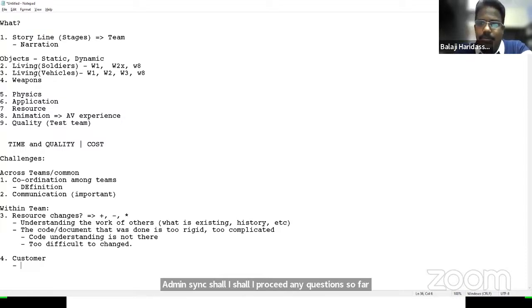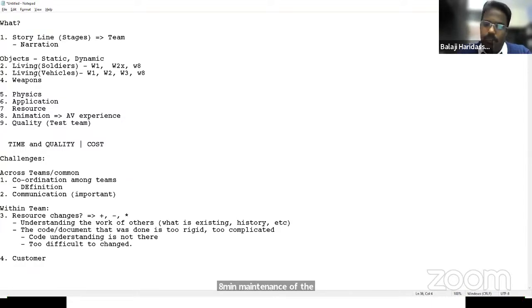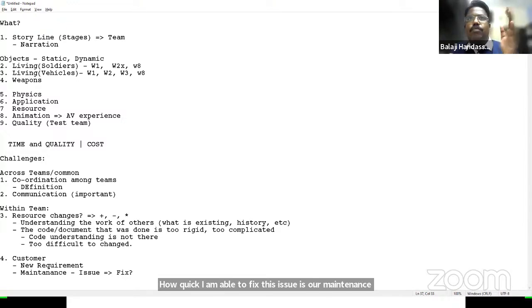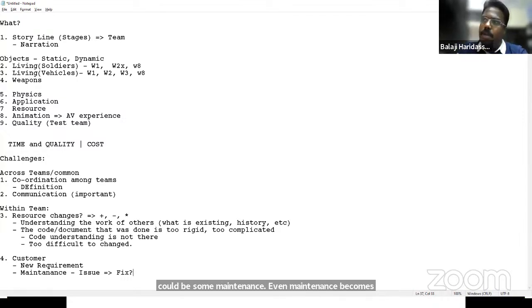Any questions? Maintenance of the end product. Exactly. So this is an example of a new requirement. When I say maintenance, for example, I get an issue. How quickly I'm able to fix this issue is all maintenance. In maintenance, most people fix issues whenever there is some issue, or there is some minor feature change, or the systems have become very old. They changed from legacy systems to new systems. Maybe they are migrating everything to cloud. So these could be some maintenance. Even maintenance becomes a problem because of these.